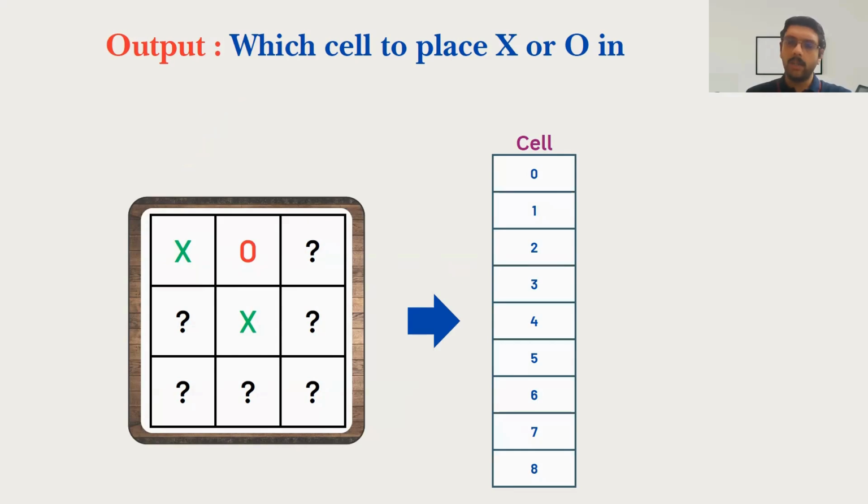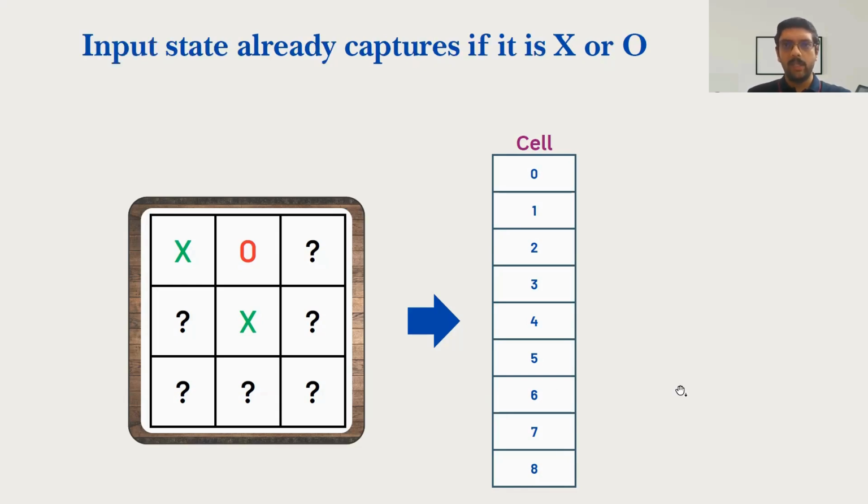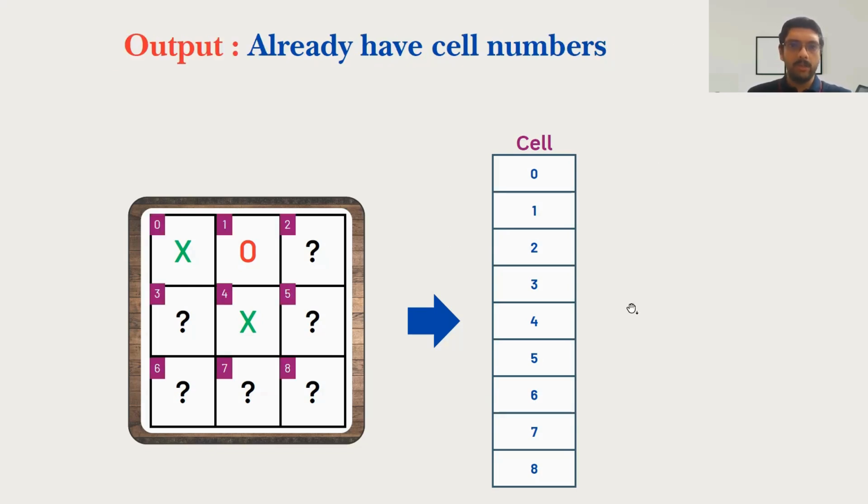Now you'll be thinking, well, it also needs to know whether to play X or O, right? But we've already taken care of that, right? The input also tells the neural network if the next player, the move it's looking for, is X playing the move or O playing the move. All it needs to figure out is which cell to place the value in. So we're going to give the cells from 0 to 8, right? The input state already tells the network whether it's X or O. All the network has to do is pick the cell.